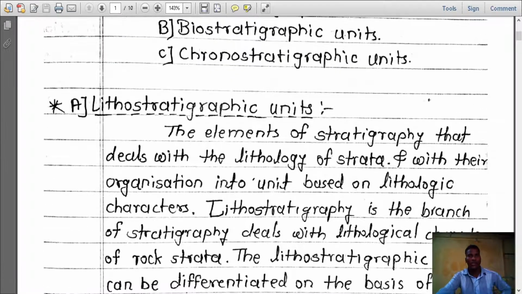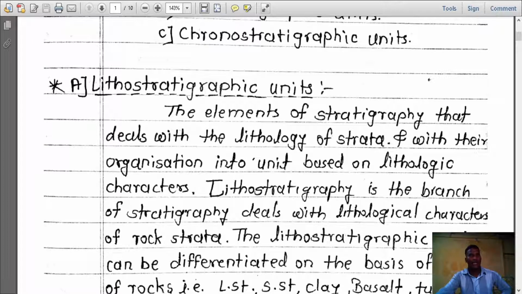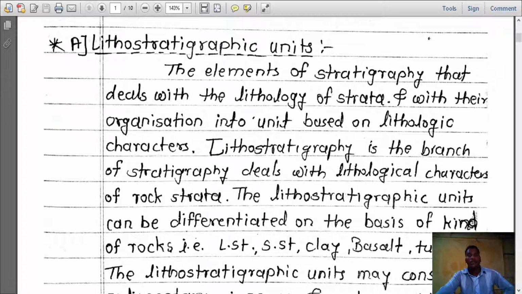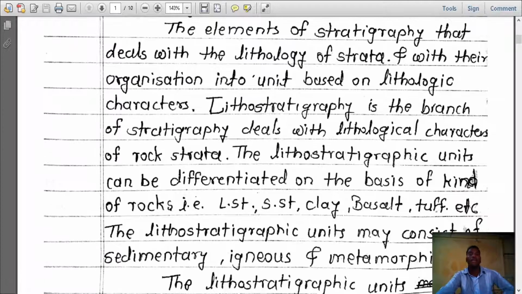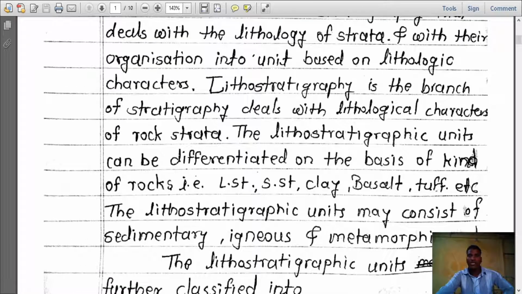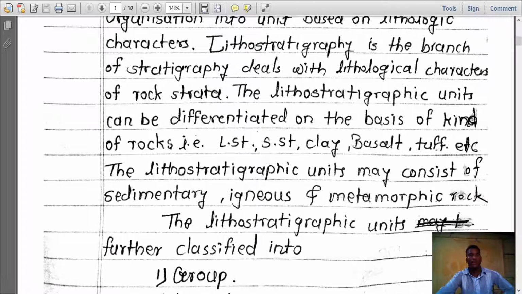Lithostratigraphic unit: the element of stratigraphy that deals with the lithology of strata and with their organization into units based on lithologic characters. Lithostratigraphy is the branch of stratigraphy that deals with the lithologic characteristics of rock strata. The lithostratigraphic unit can be differentiated on the kind of rocks, that is limestone, sandstone, clay, basalt, tuff, etc. The lithostratigraphic unit may consist of sedimentary, igneous and metamorphic rock.